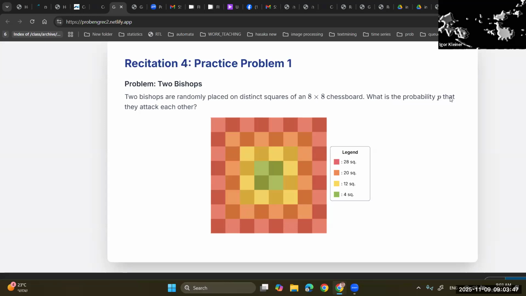And what is the probability that the first bishop will stay on one of these points? 1, 2, 3, 4, 4, 12. 12 from 64. Okay, and the last term. What is the probability that the bishops will attack each other if the first bishop stays on one of these points? He will attack 13 squares from 63. And the probability that the first bishop will stay here or here or here or here is 4 divided by 64. And this is the final answer.